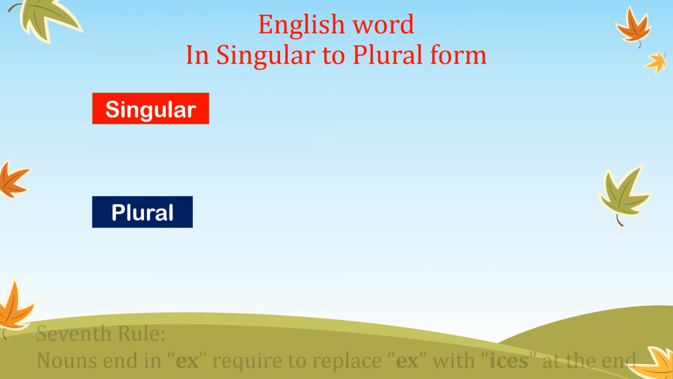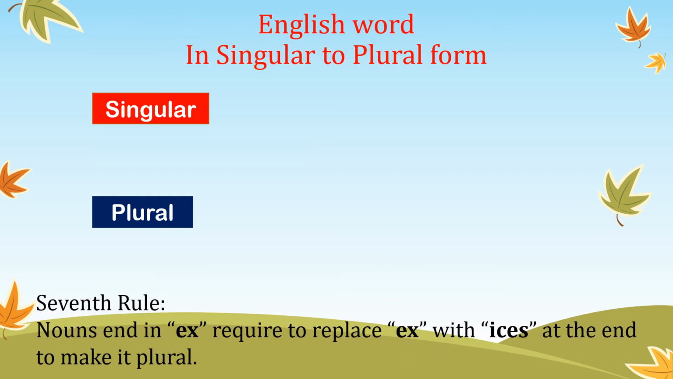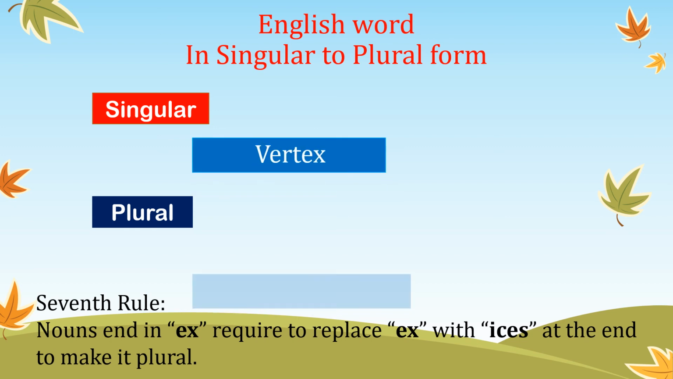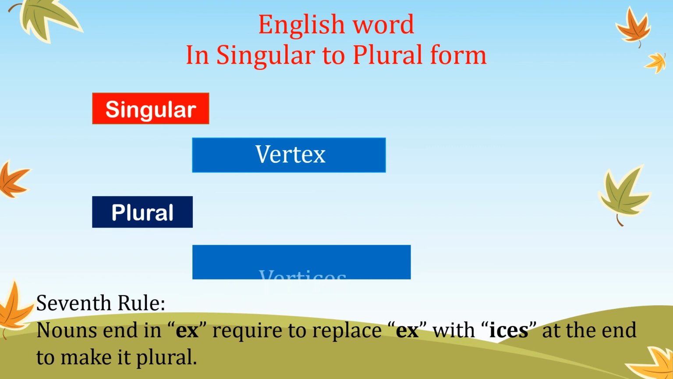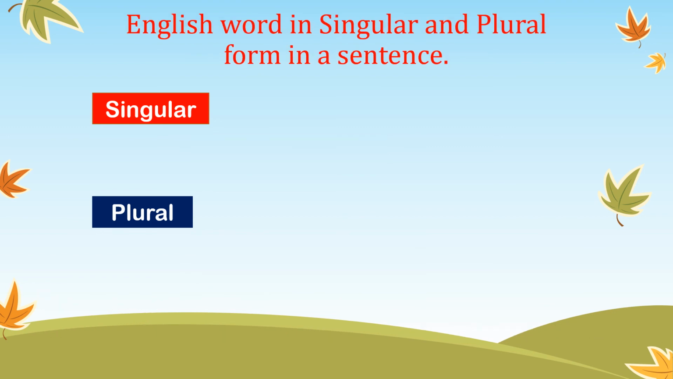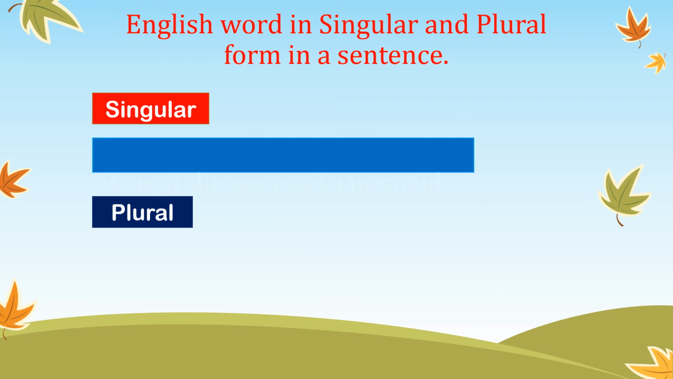Now let's proceed to the seventh rule. Nouns that end in ex require replacing ex with ices at the end to make it plural. In singular, vertex. Now let's make it into plural. Vertices.